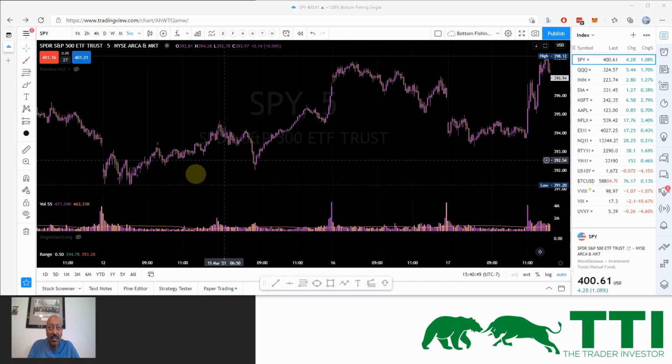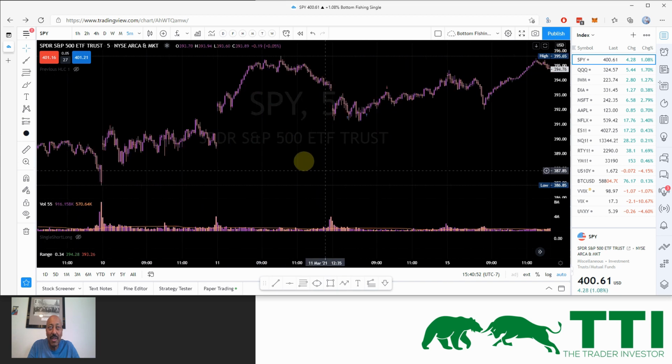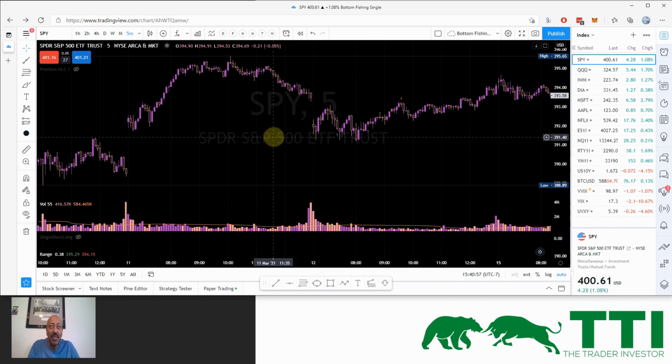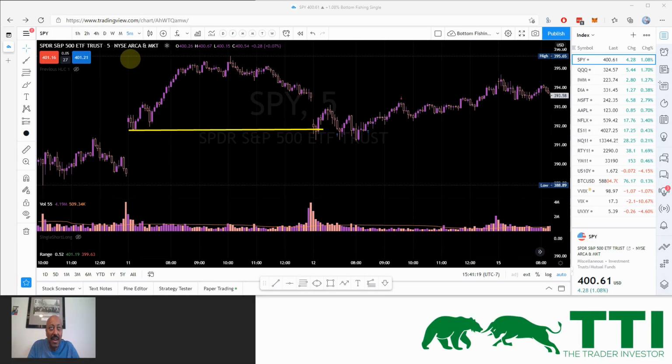What are the things that I look for that tell me it's okay to enter these gap entries? So here, just as an example, on March 12th, we had a gap down. So for me, before I enter, there are two things that I do. One, I draw the previous day's high and low. I take the previous day high, the previous day low. This is where I start.